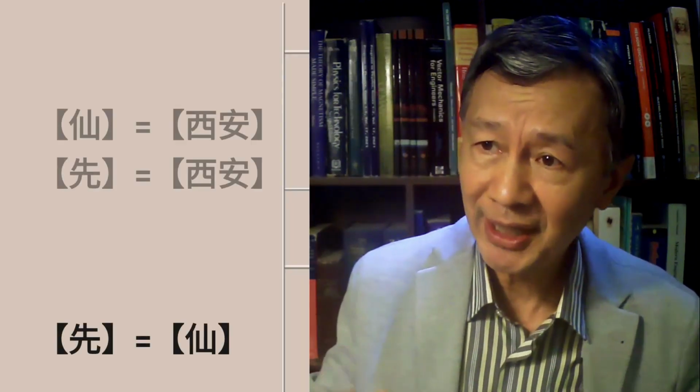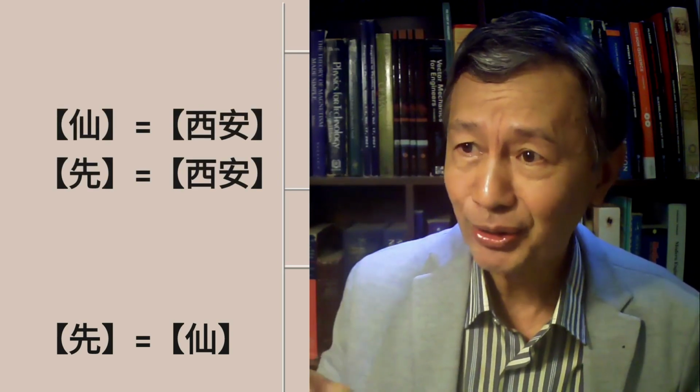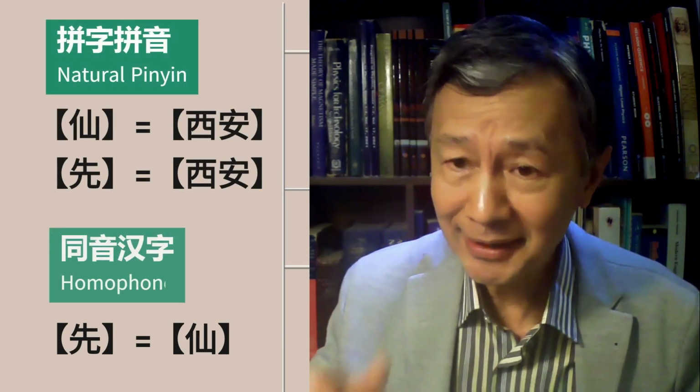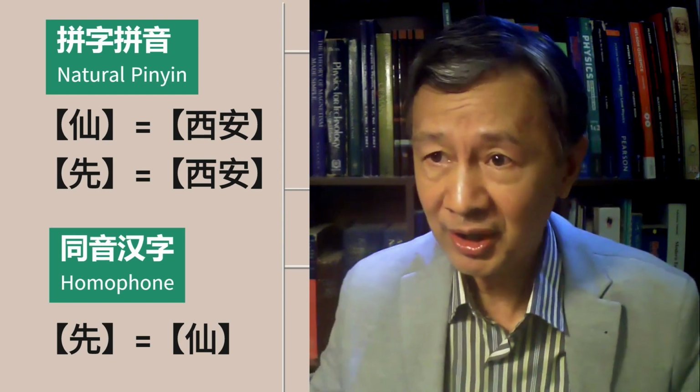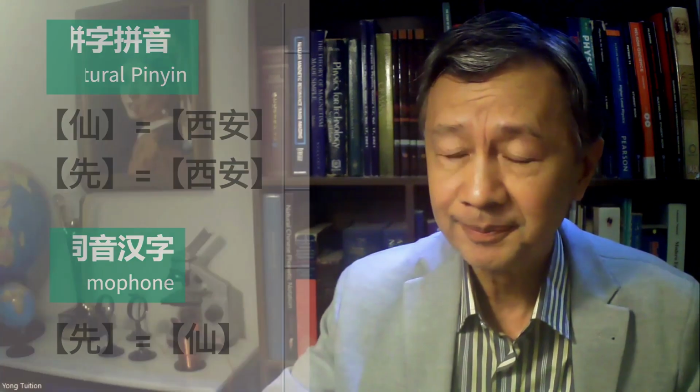Obviously, you can make your judgment that 先 first and 先 immortal are homophones in Mandarin, denoted as 先 equal to 先 equal to 西安. This is the notation I'm going to use throughout my lessons.